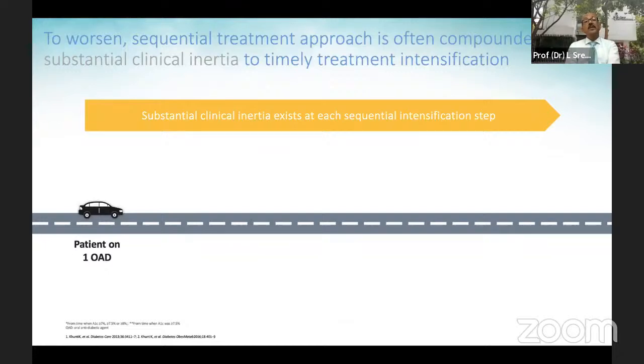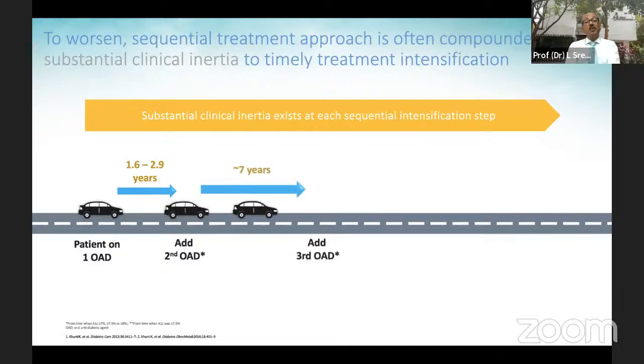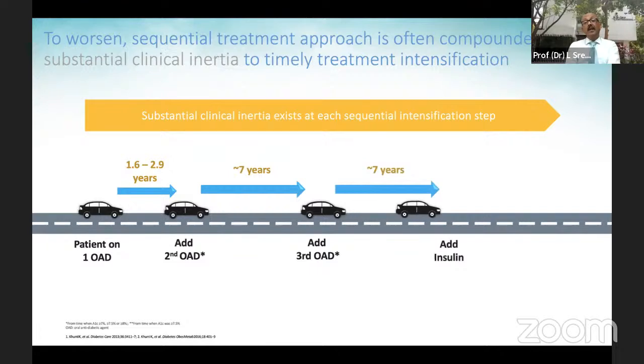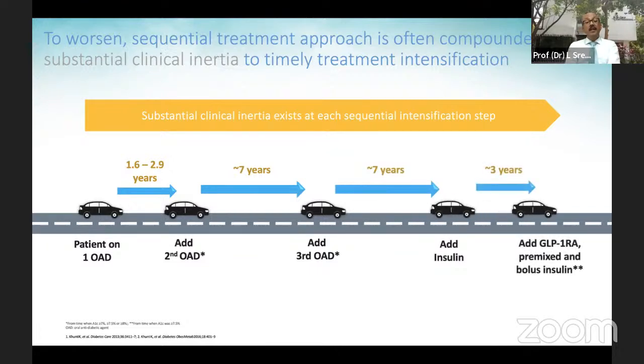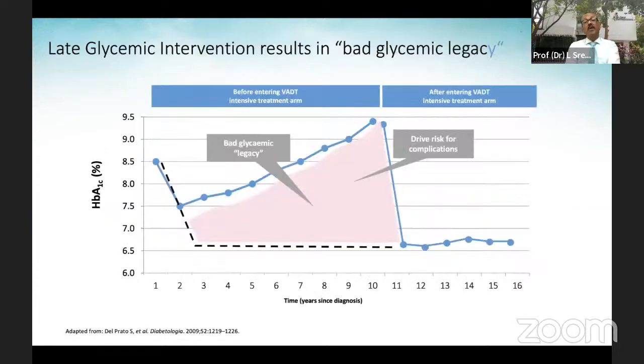So, there is a substantial clinical inertia. Again, I'm repeating that when you want to switch on, this is what we do. It takes about 7 years for a patient to be on the third OAD, and another 7 years to be on insulin. So literally, the patient's lifespan would have finished by the time the golden period, so-called, will be over.